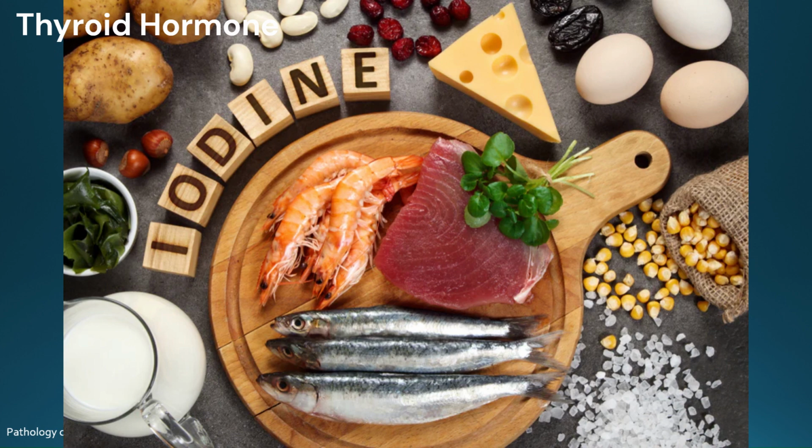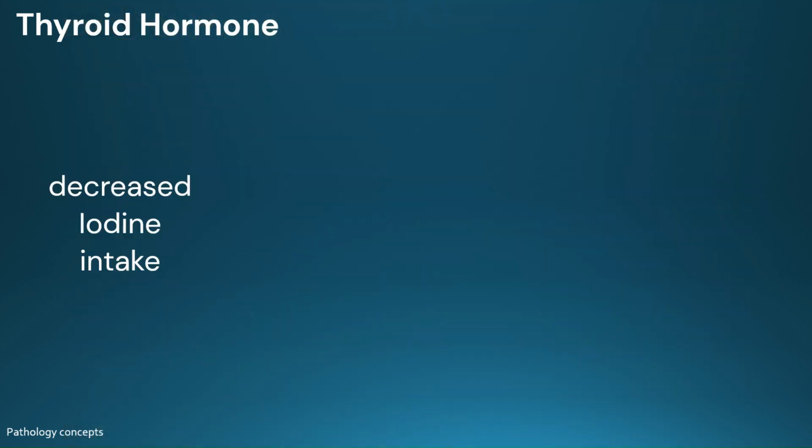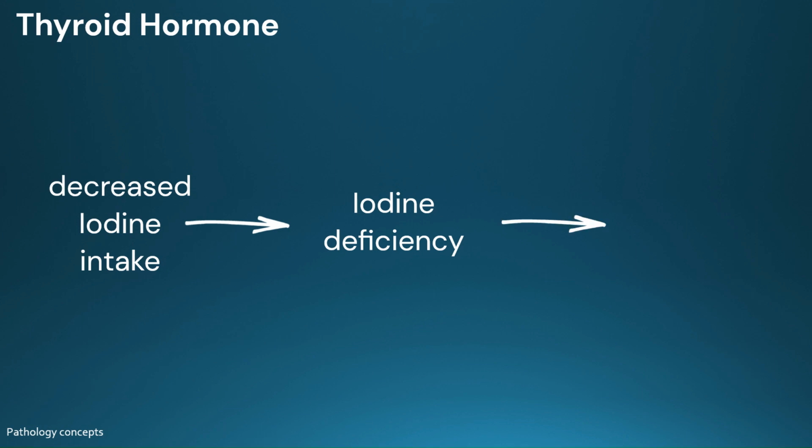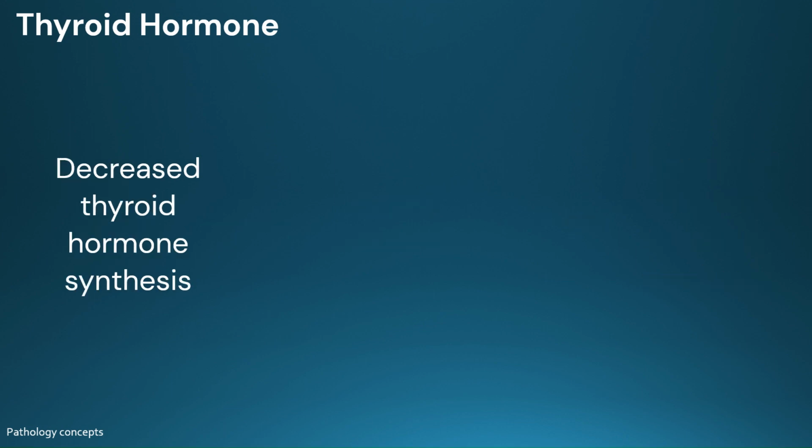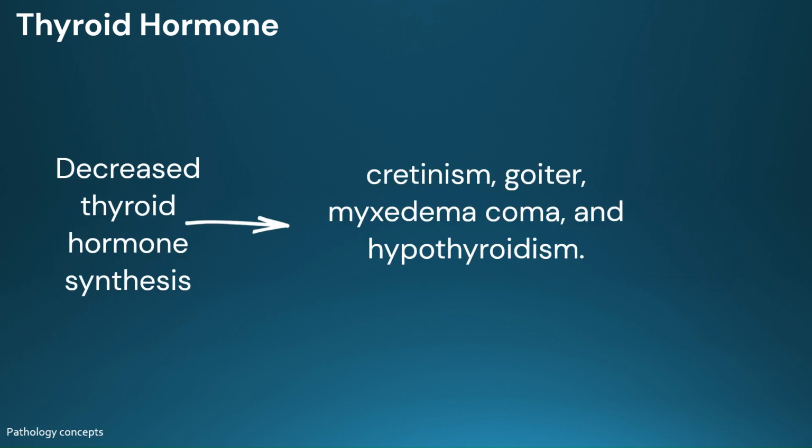Iodine is an essential trace element absorbed in the small intestine. It is an integral part of T3 and T4. Sources of iodine include iodized table salt, seafood, seaweed, and vegetables. Decreased iodine intake can cause iodine deficiency and decrease thyroid hormone synthesis. Iodine deficiency can cause cretinism, goiter, myxedema coma, and hypothyroidism.